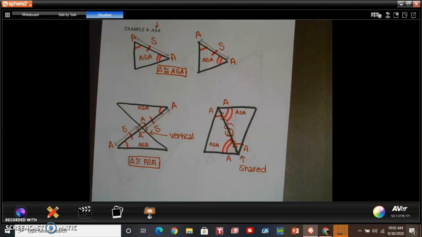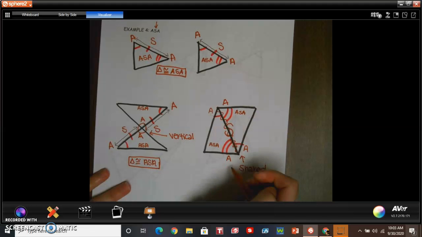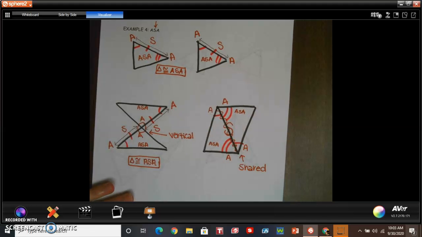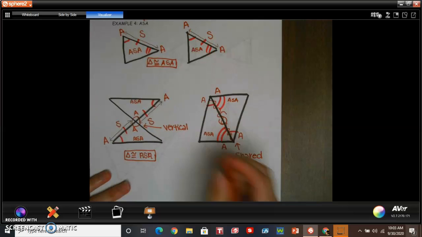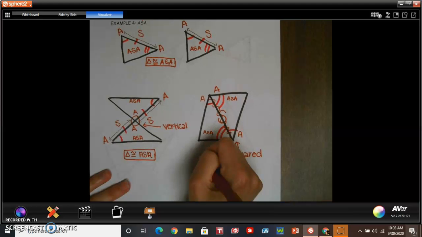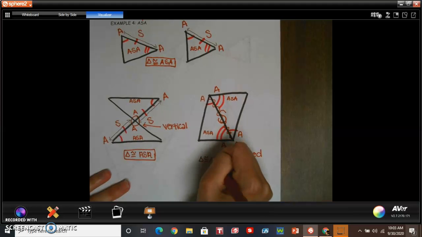Now, I do have a lot of students that make the mistake of calling this one angle, angle, side because they go all the way around. There's no reason to do that. Okay, remember you want to go the shortest distance to name your figure. So both of these match, so we can say that the triangles are congruent by angle, side, angle.